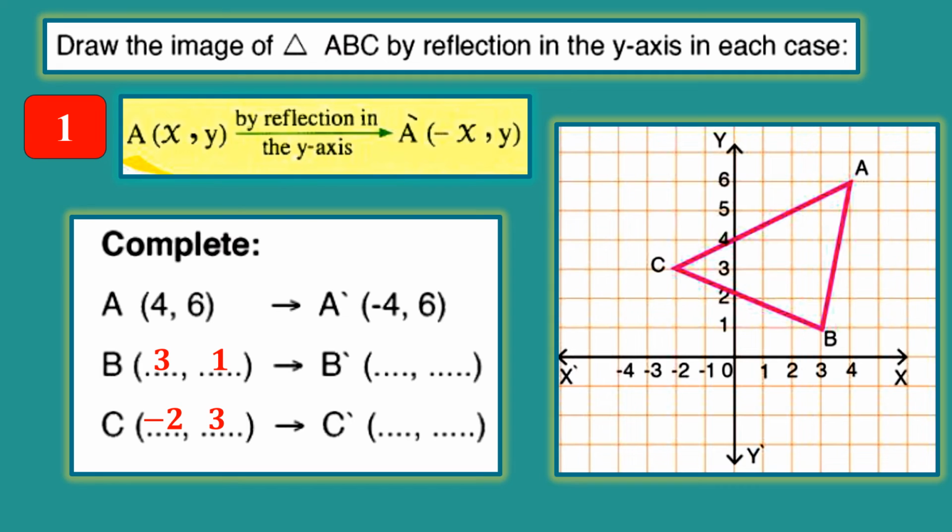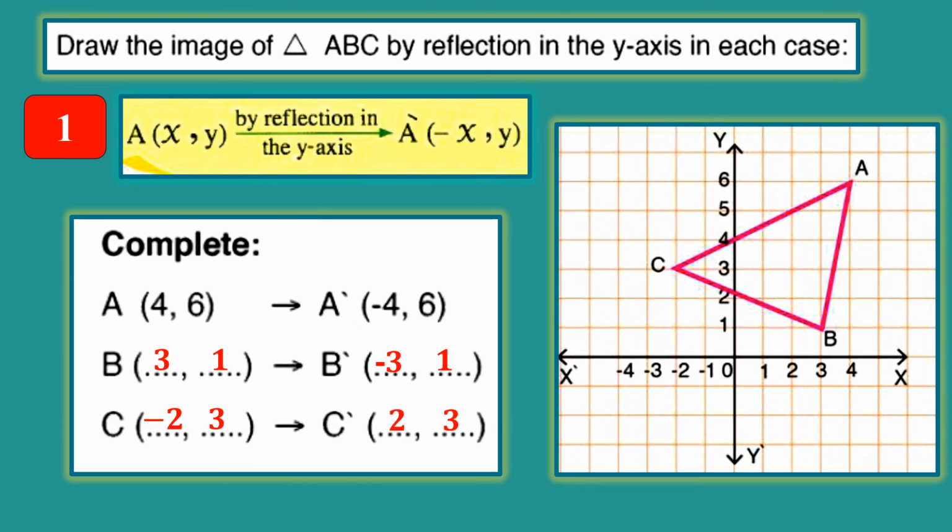Now find B dash. In the y-axis reflection, y stays the same, so in B dash the 1 stays the same, and about x we change the sign, so 3 becomes -3. About C dash, also the y coordinate stays the same, so 3 stays the same. -2 changes sign, it becomes 2.